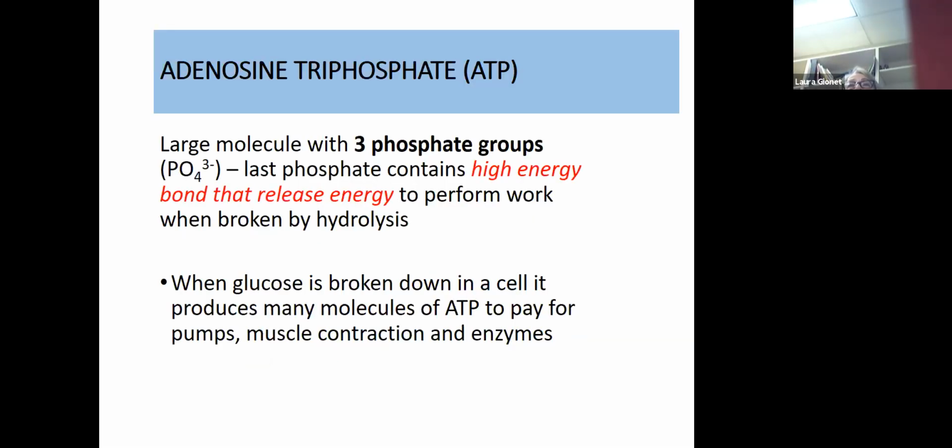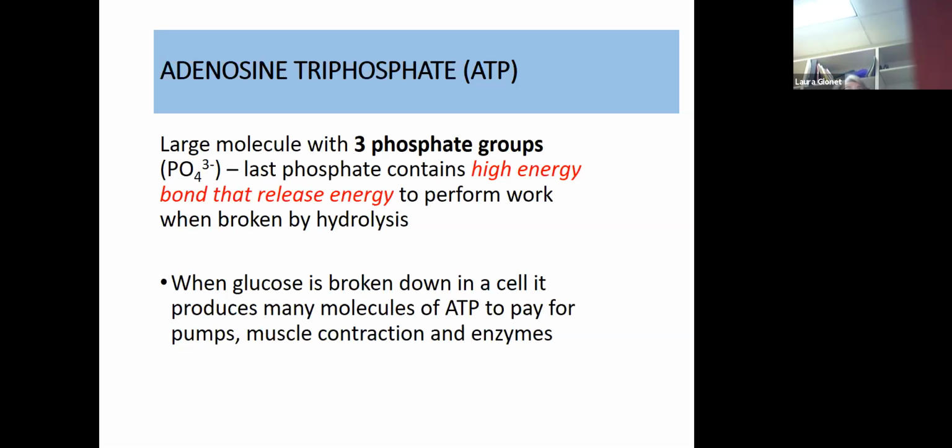Okay, adenosine triphosphate or ATP, we're going to hear that a lot. This is a large molecule that has 3 phosphate groups attached. And the last phosphate group, from the one at the end to the one in the middle, that bond has the highest energy within that molecule. And when that is broken, it releases a lot of energy to perform work that has to occur in the cell. And there's all kinds of work that's being done by a cell. I mean, it kind of depends on the cell.